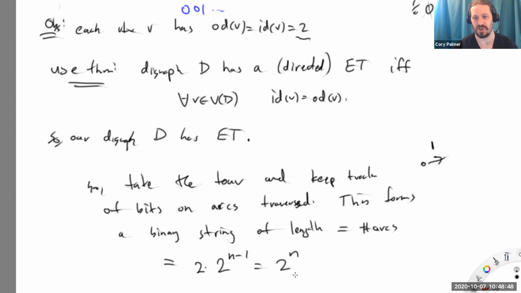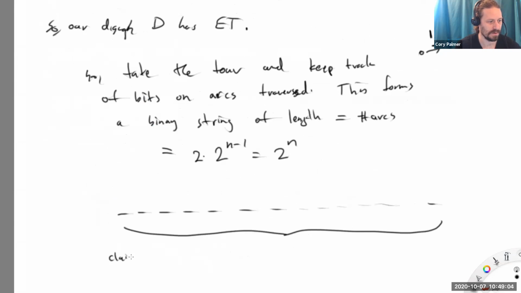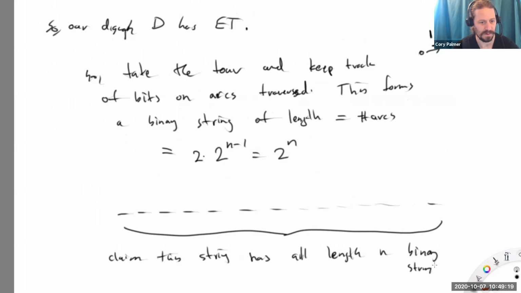Okay, so it has a chance to be a De Bruijn sequence, but that doesn't actually say that it's a De Bruijn sequence. Okay, so let me hand wave the last part here. So it produces this long binary string, right? That's long enough. And my claim is this string has all the length n binary strings as contiguous subsequences. Okay, so how do I know that?